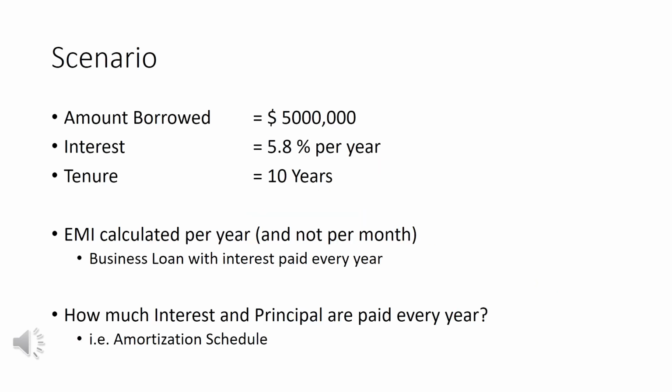Consider this scenario. Let's say that the amount borrowed is $5 million at an interest of 5.8% per year with a tenure of 10 years. And in this video, I am going to assume that the payment is made only once per year. We can actually calculate it for 12 months as well, but that will simply complicate the illustration. So to keep the illustration simple and to the point, I have assumed that the payments are made once per year.